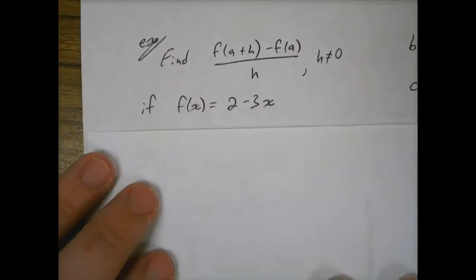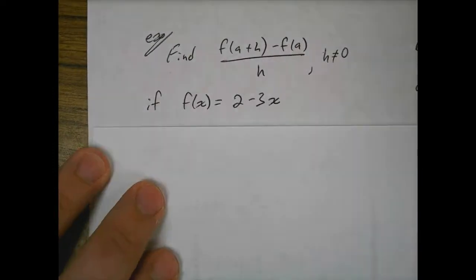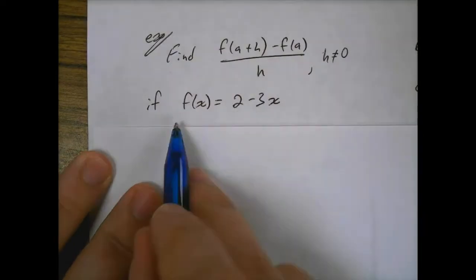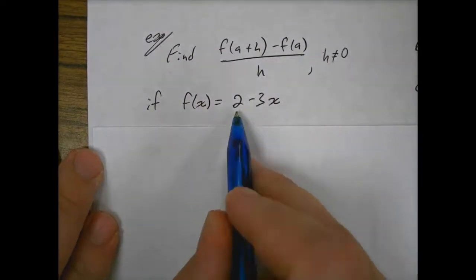All right, looking at our next one, same sort of idea. F of a plus h minus f of a, all divided by h, as long as h cannot be equal to 0, and it's giving us our function now as 2 minus 3x.